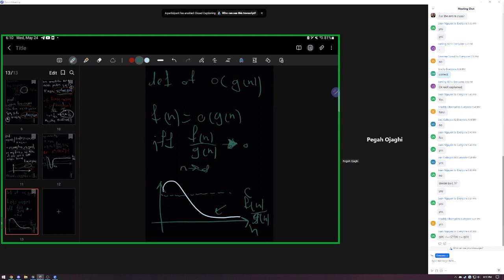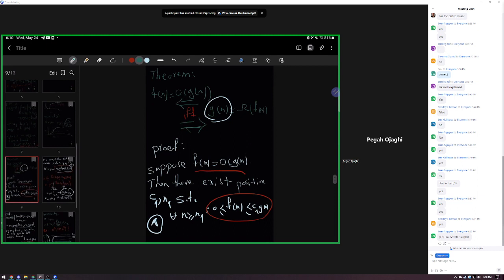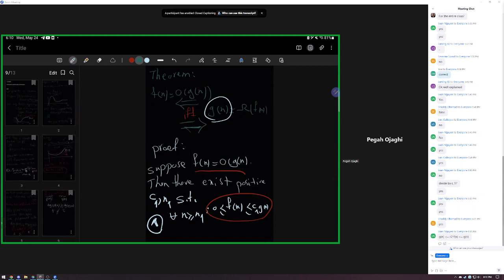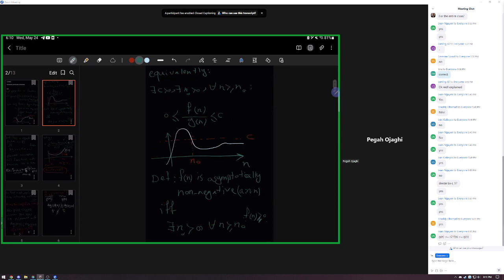If I go back, let's go back to big O notation. Where is big O notation? It was here. In big O notation, I say if I divide f of n by g of n, there is a C such that f of n divided by g of n is going to be less than that C. This is the definition of big O notation.